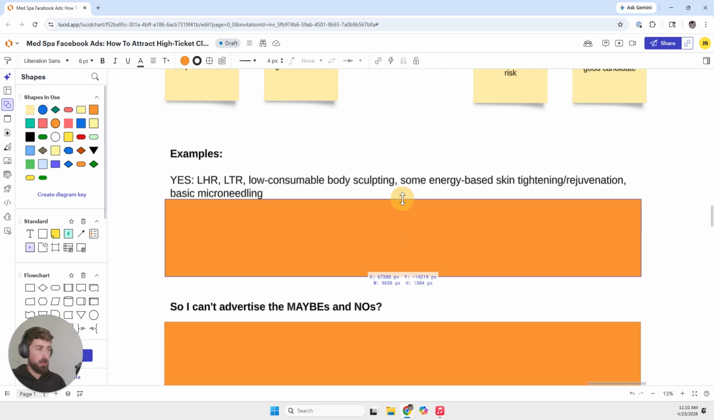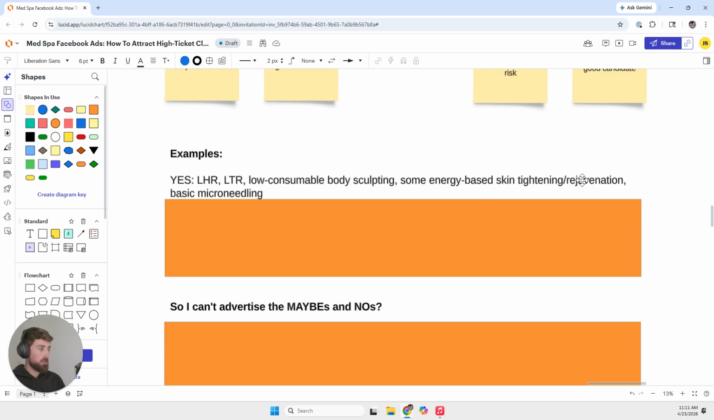Now, let's get into some actual examples of what this could look like. I'm going to do this by things that are an absolute yes that you can advertise, maybes, and then no's. For the yeses, typically you're going to be able to advertise things like laser hair removal and laser tattoo removal. Yes, there are product and consumable costs for something like laser hair removal, but it's usually small enough, and people tend to understand that you need multiple treatments, that it makes for a really great introductory promotion. Then low-consumable body sculpting, which a lot of the time is energy-based body sculpting devices. These are usually great because the product and consumable cost is basically nothing, and you need multiple treatments in order to see the best results.